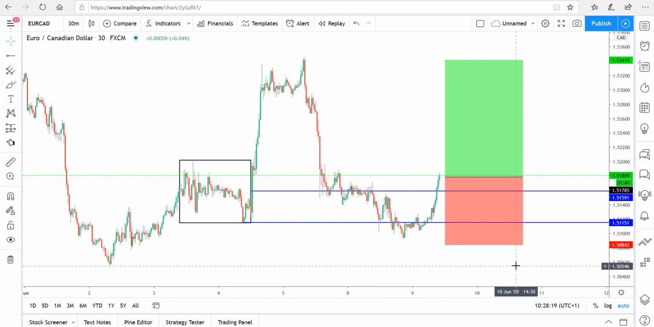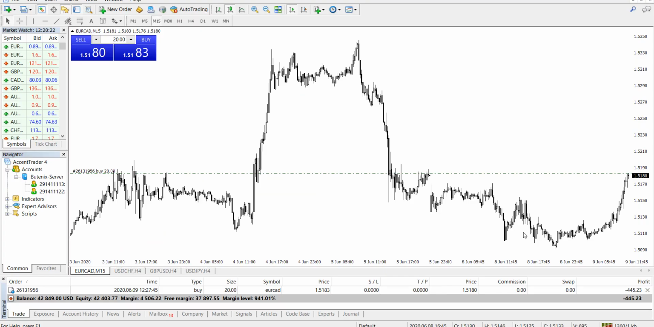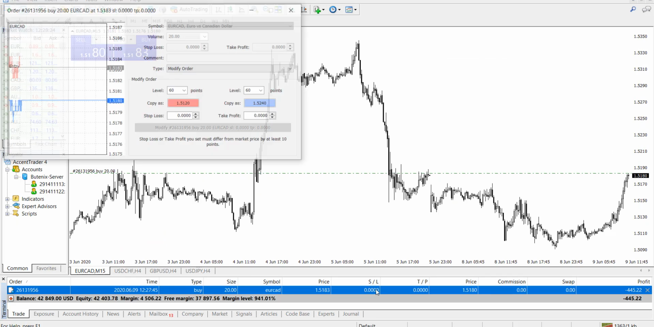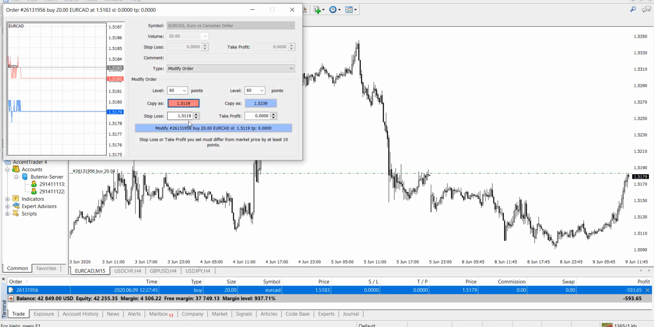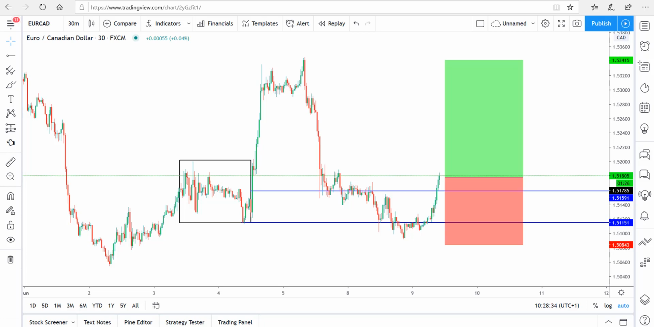So 50.84, that's where my stop loss is going to be. So the stop loss is going to be at 50.84, and the profit level is going to be at 53.41.